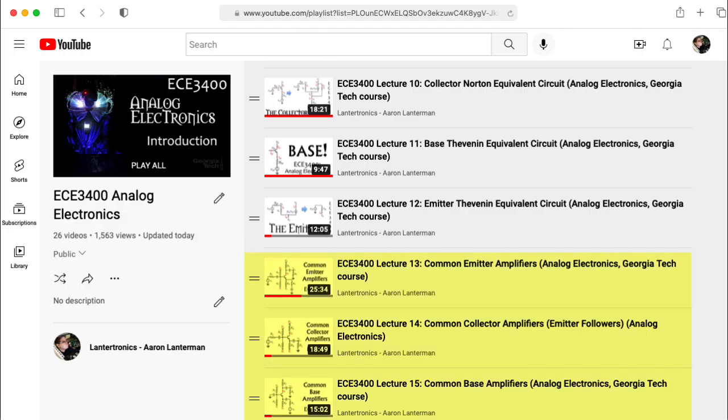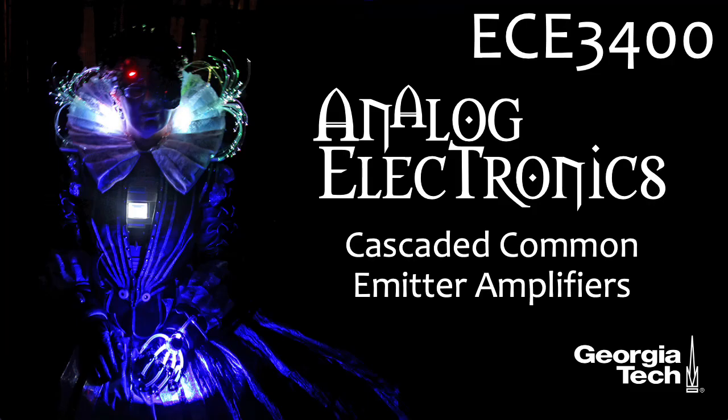And in the last three lectures of ECE3400 analog electronics, we looked at the three basic single transistor amplifier types involving BJTs, namely the common emitter, common collector, and common base configurations. We analyzed these amplifiers using a set of Norton and Thevenin equivalent circuits developed by my colleague Marshall Leach. Here, we're going to start looking at more complicated amplifier structures that involve multiple transistors, and we'll begin by combining a couple of common emitter amplifiers.